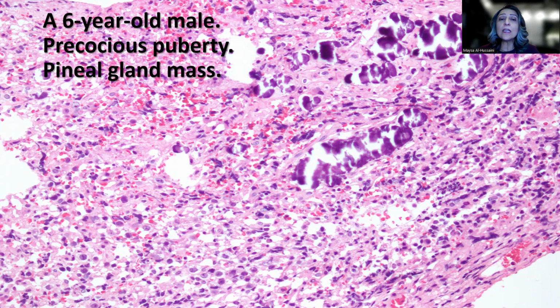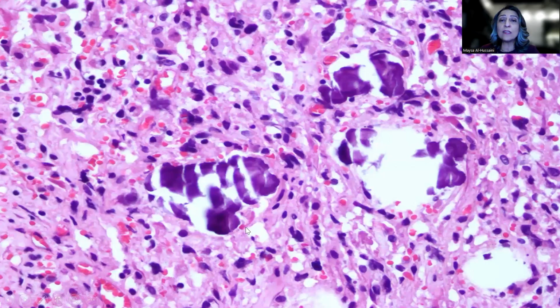As you can see here from the low power magnification, I initially interpreted this area as probably the normal pineal gland with the calcification normally encountered in the pineal gland. I have to say it's a bit more cellular than what you would usually encounter in the pineal gland. However, it wasn't much of an eye-catching pathology that I could identify.